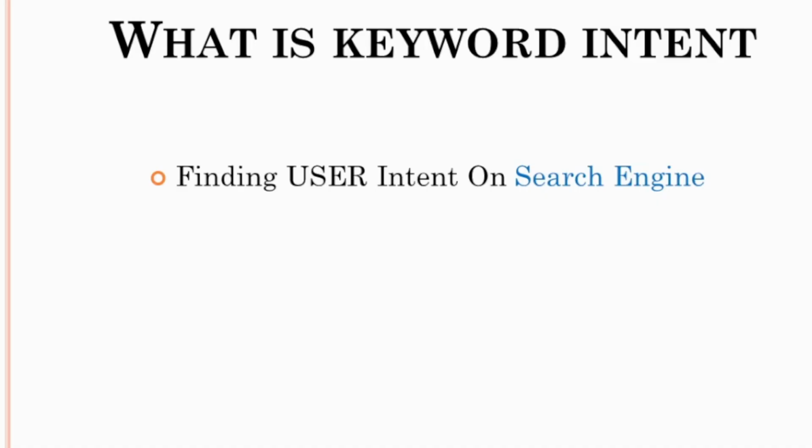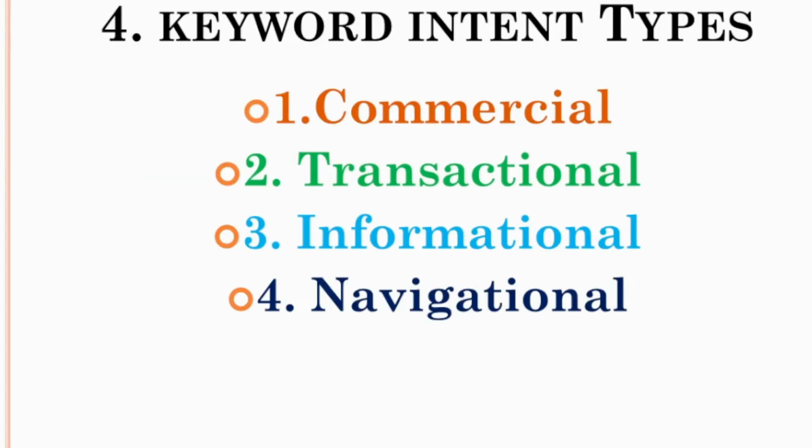In this video, we will see what is keyword intent. Keyword intent is finding user intent on a search engine. Here are four different types of keyword intent. Number one is commercial, second is transactional, third is informational, fourth is navigational.